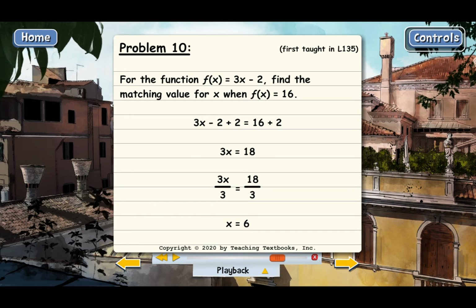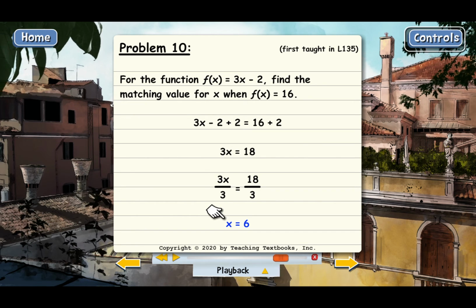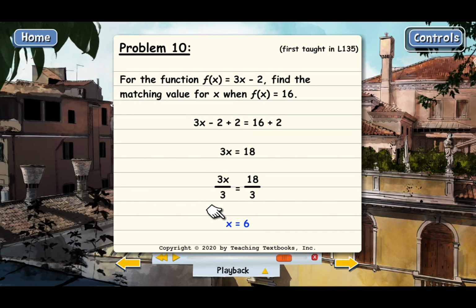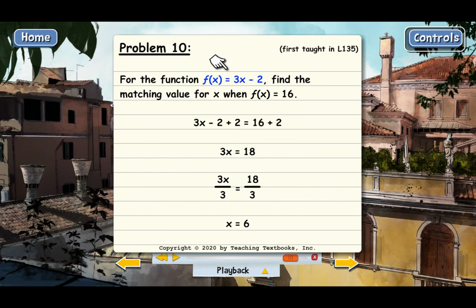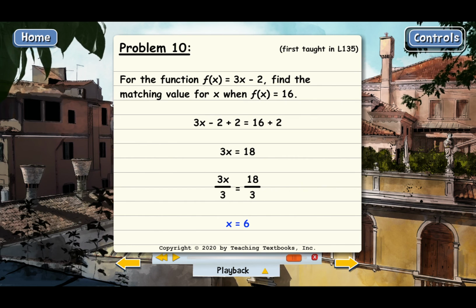Now that we've solved for x, we know that the matching value for x is 6 when f of x equals 16 for this function. And so 6 is the final answer to problem 10.